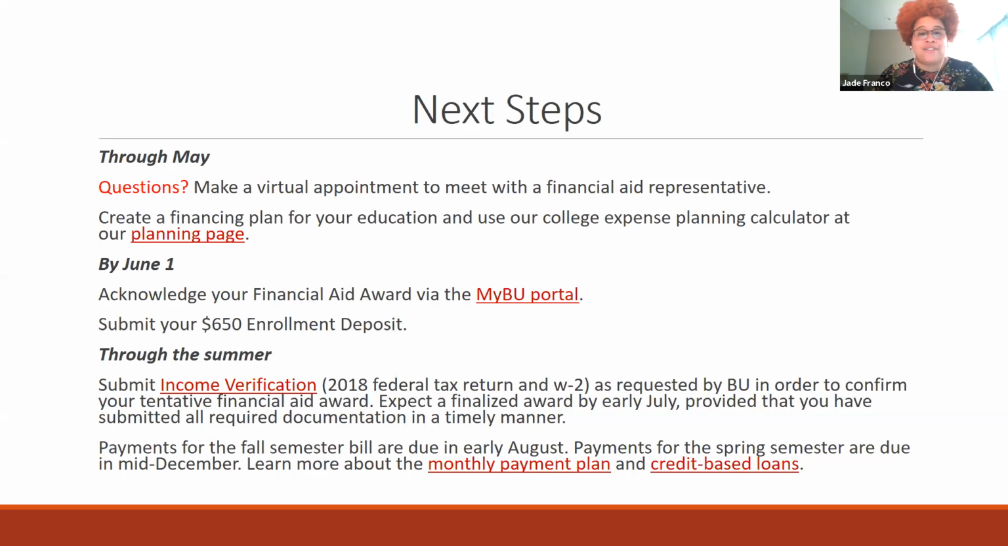We also have a monthly payment plan and literature again on our credit-based loans that you can take advantage of, and look at the timeline for applying for a private loan. Typically students apply in July for fall loans, and typically November, December for spring loans if they're only doing one semester of loans. But if you're doing the full year, it's easier to do that application process in July when you have the finalized bill.